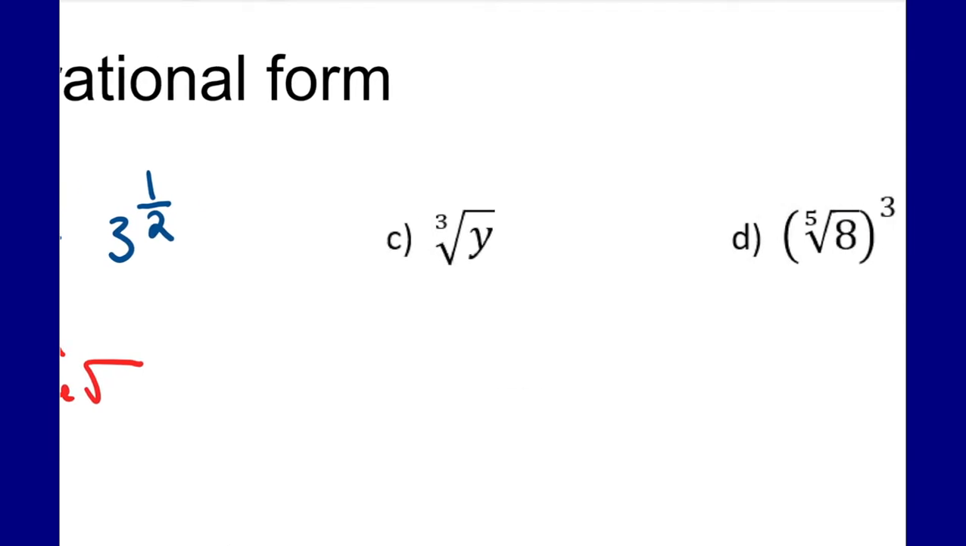For C, similar idea, at least with the exponent. We don't see an exponent, so we assume that there's a 1 there. The base is y. We do see a value in front of the root, so this is the same thing as saying y to the power of 1 over 3.